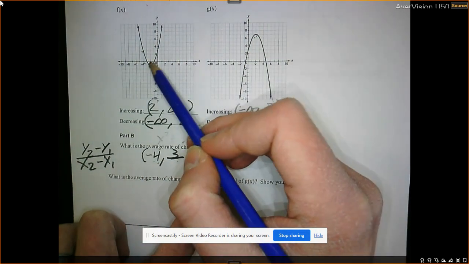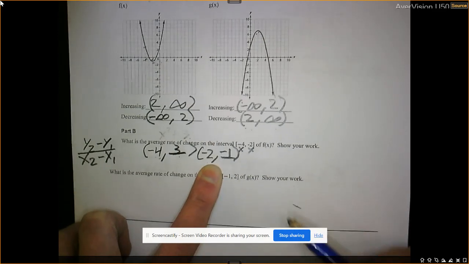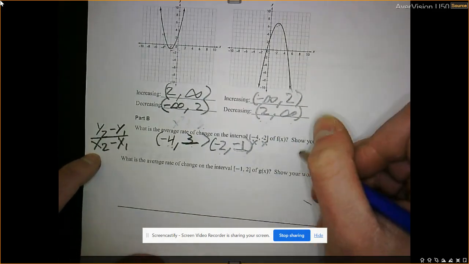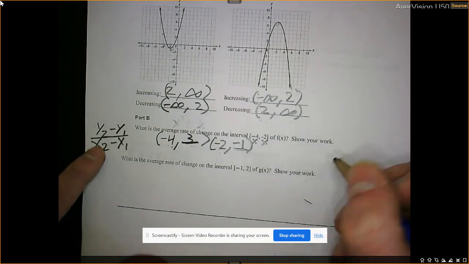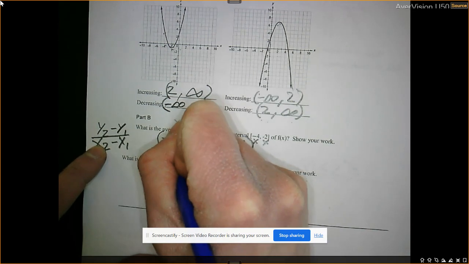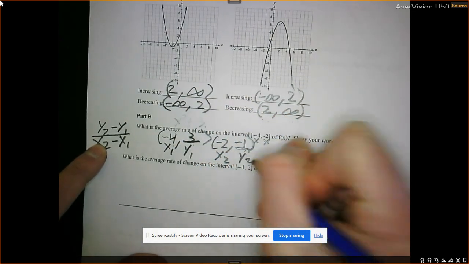Okay, at negative 2, here we are. Our y value is at negative 1. That's where I got this ordered pair from. From here, I am using this y2 minus y1 over x2 minus x1 to find my rate of change. Okay, so we'll call this x1, y1, x2, y2.